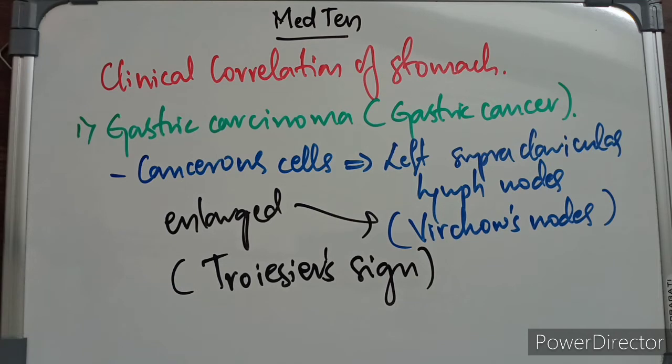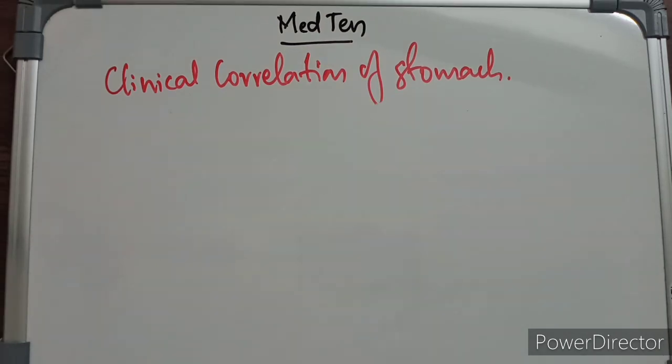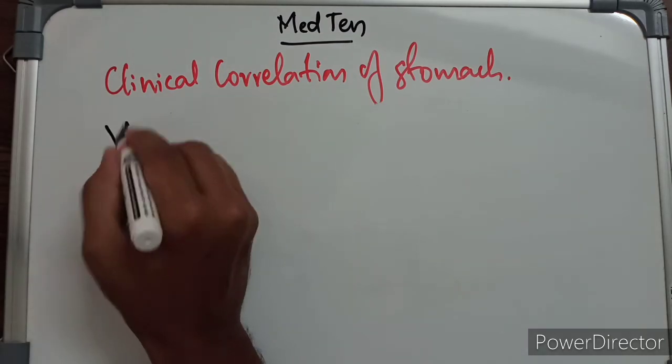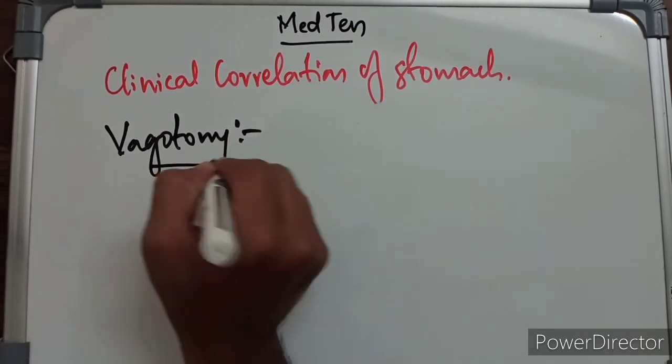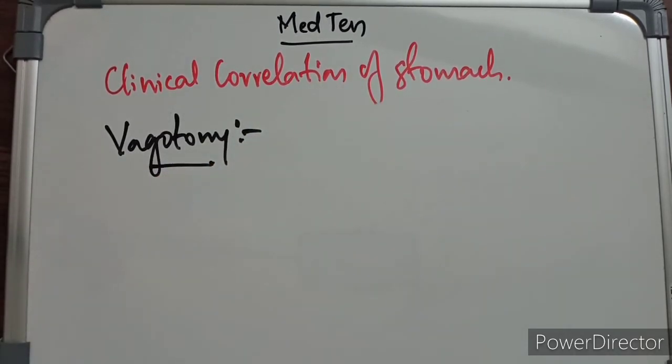The next thing that we are going to discuss is vagotomy. Vagotomy is nothing but a surgical procedure of cutting the vagus nerves. Why do they cut the vagus nerves? Sometimes it may be due to ulceration, duodenal ulcers. What do the vagus nerves do? They are parasympathetic. They enhance the gastric secretion. So, to control chronic duodenal ulcers, they do vagotomy.